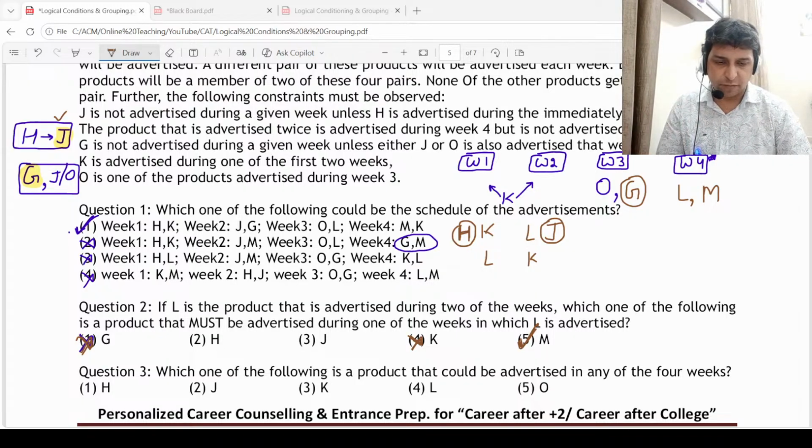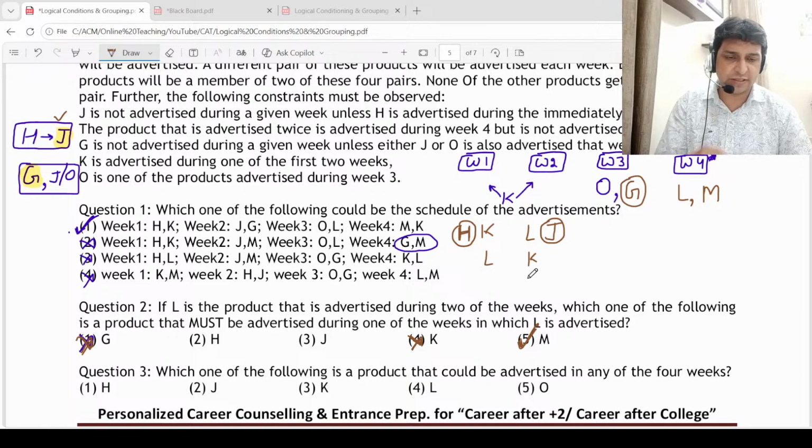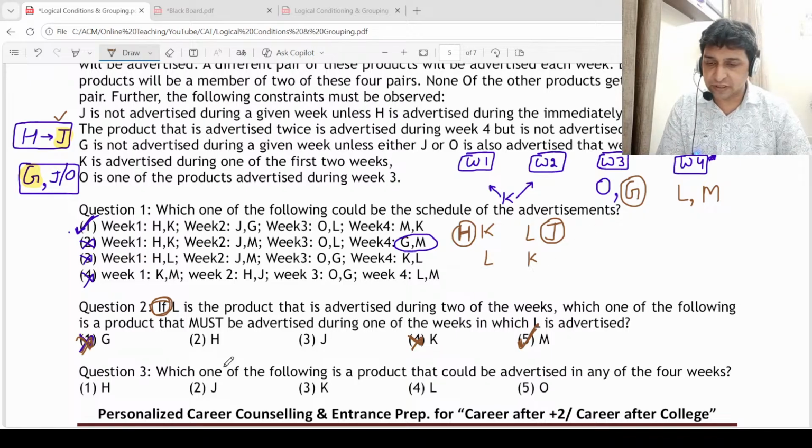The next question which we're going to have. Question number 3. Now this colored condition which I just made was only for question number 2 because they mentioned if L is the product. So that is not valid now. We have to go with the blue marking only.